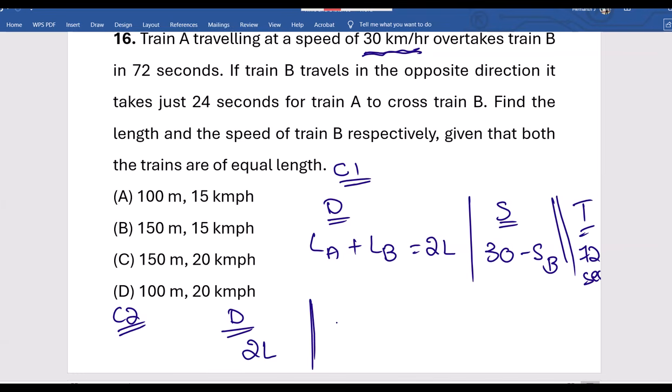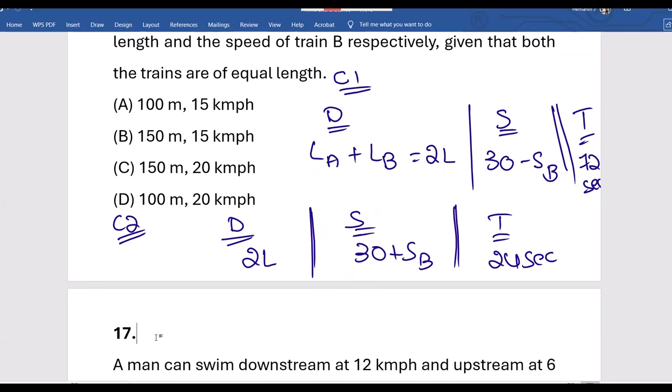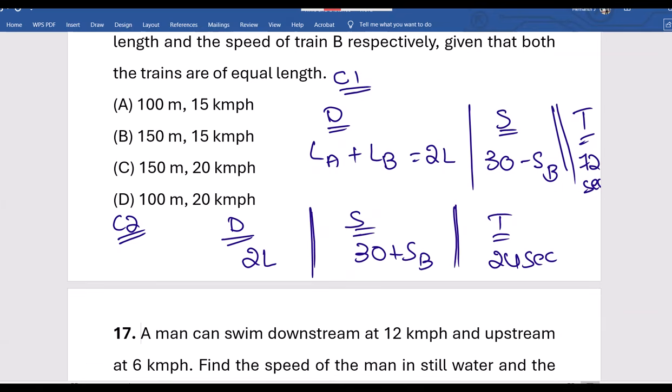Speed: 30 plus SB. Timing: 24 seconds. Now, my dear friend, in both cases the distance is the same. Then speed and time are inversely proportional. Do that, we'll get SB. SB will be obtained directly.